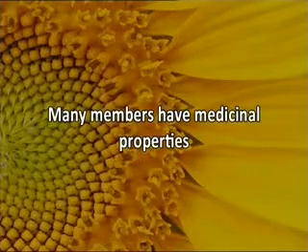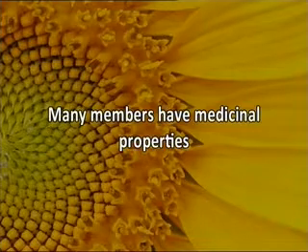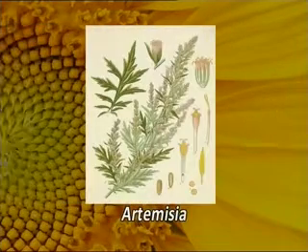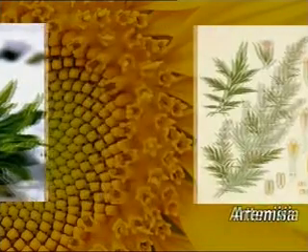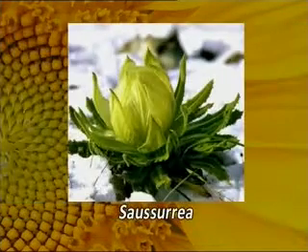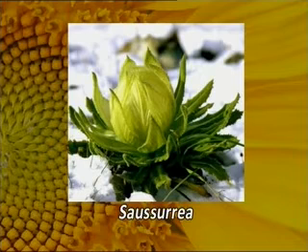Many members of this family have medicinal properties such as Artemisia. Many species of this genus Artemisia are world over used for their medicinal properties. Or we have the Saussurea, that is mostly confined to the Himalayan region. Many species of this genus Saussurea are of huge medicinal importance.